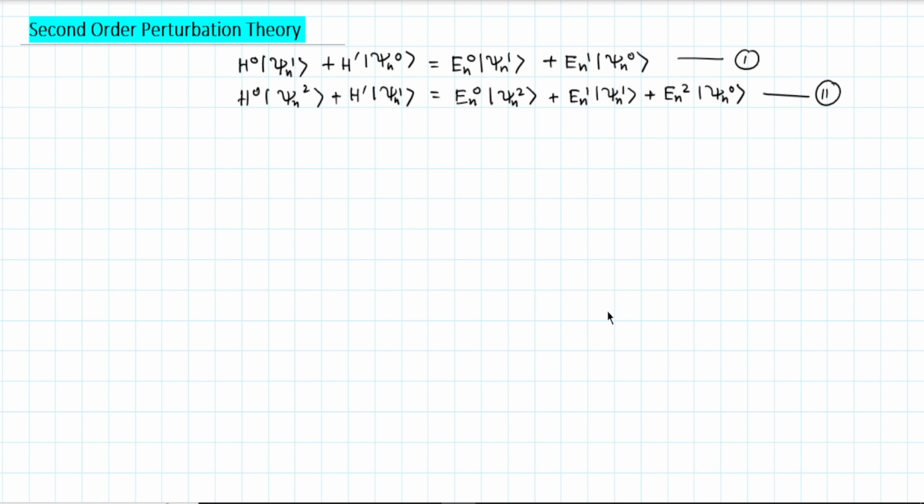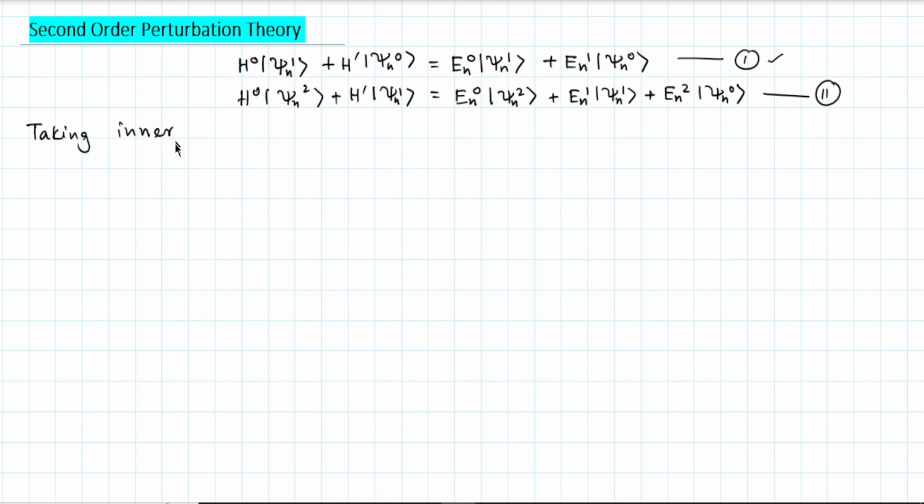In the last lecture of the perturbation theory, I have derived these two equations. So today we will derive the second order energy eigenvalue. In the first lecture, I have derived first order energy eigenvalue and first order energy eigenfunction. I have used the first equation, but today we will use the second equation. So let's begin.